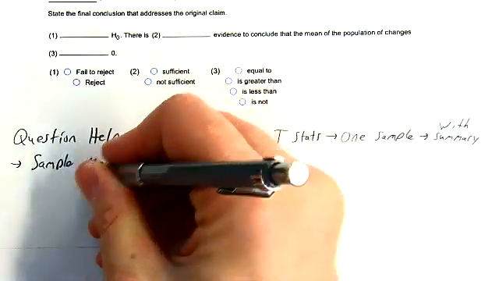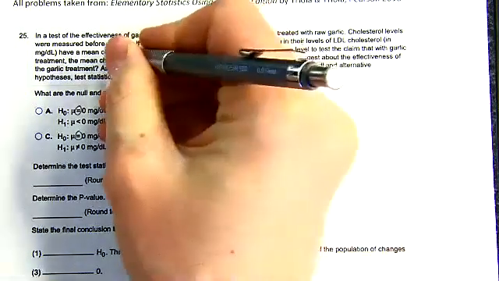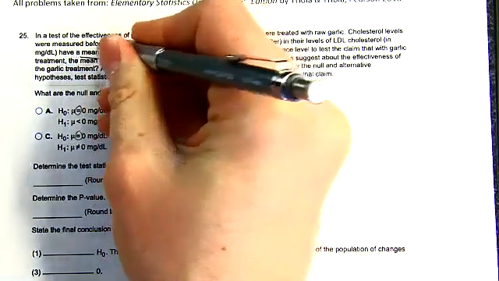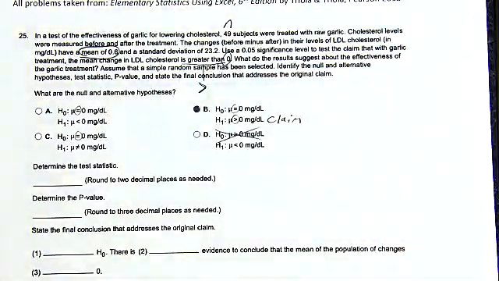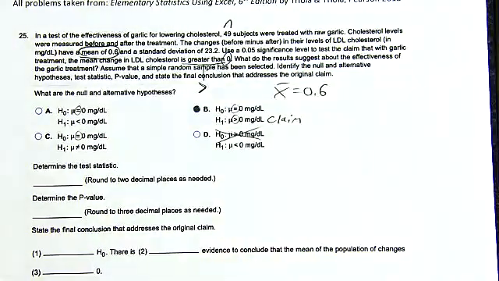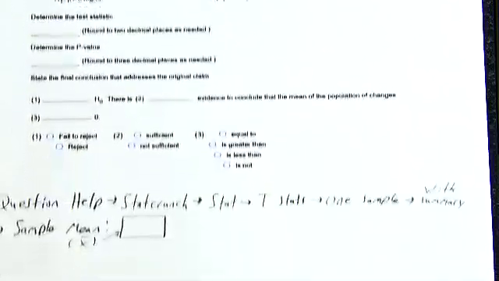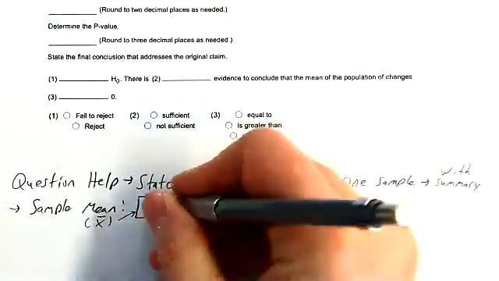Which is X bar. Well, in the problem, it says that the mean is 0.6. So X bar is 0.6. That's what we're going to type in this box down here. So we're going to type that 0.6 right here.